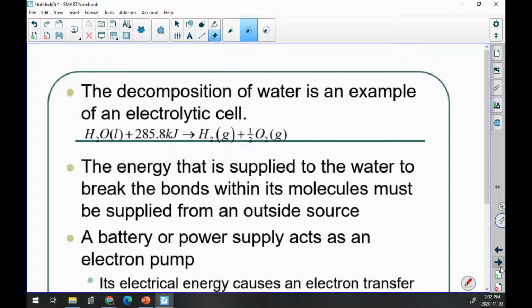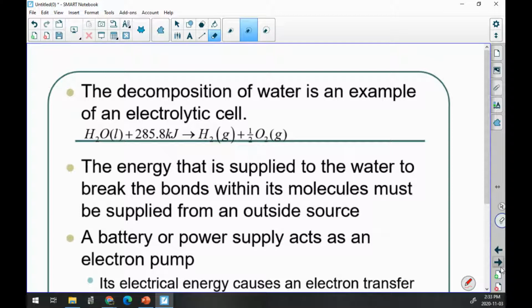Here's another example of an electrolytic cell, the decomposition of water, which is one of the ways that we can grab hydrogen for hydrogen fuel cells, if we ever get around to putting the infrastructure in to put hydrogen batteries. We must add 285 kilojoules of electrical energy to break water apart into its component hydrogen and oxygen. There are many, many others. This is just one example.